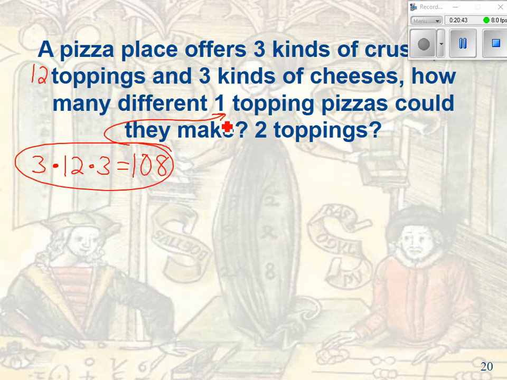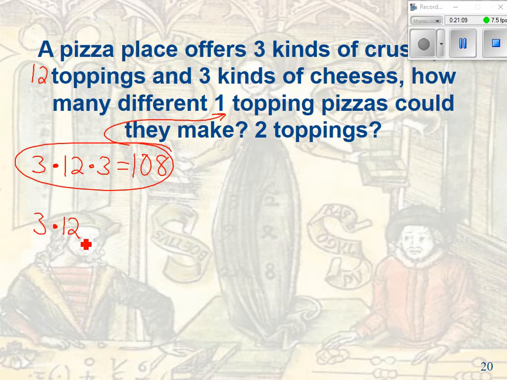How's that going to change if we want to pick 2 toppings? Cut it in half, would it? I don't know, will it? How many different crusts do we still have to pick from? We pick our first topping. How many choices do we have for the first topping? So that's still the same.